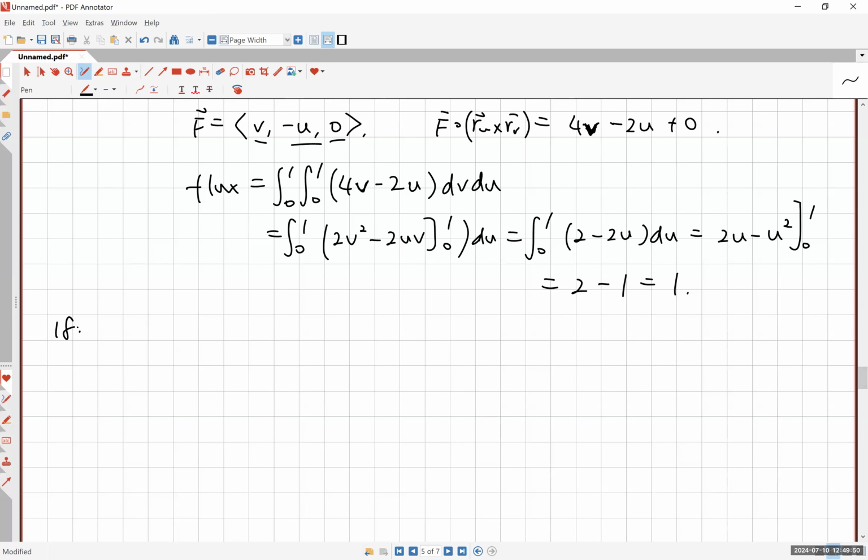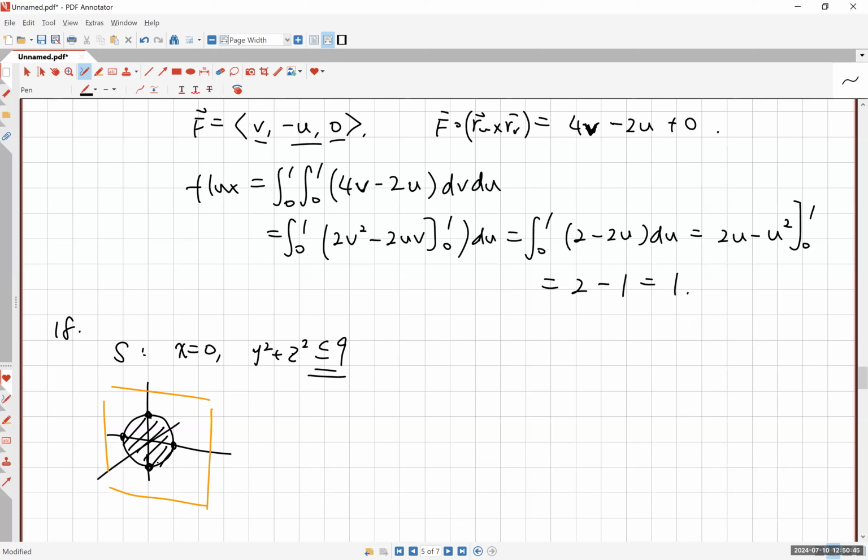Let's go to number 18. All right, number 18, you are given the surface, which is x is equal to 0. That means it's on the plane x is equal to 0. Y squared plus z squared is less than or equal to 9. So just by casually looking at this, this has to be on this wall where x is equal to 0. And if y squared plus z squared is equal to 9, then of course that's a circle of radius 3, right? And it's less than. So you're talking about everything inside of this circle.